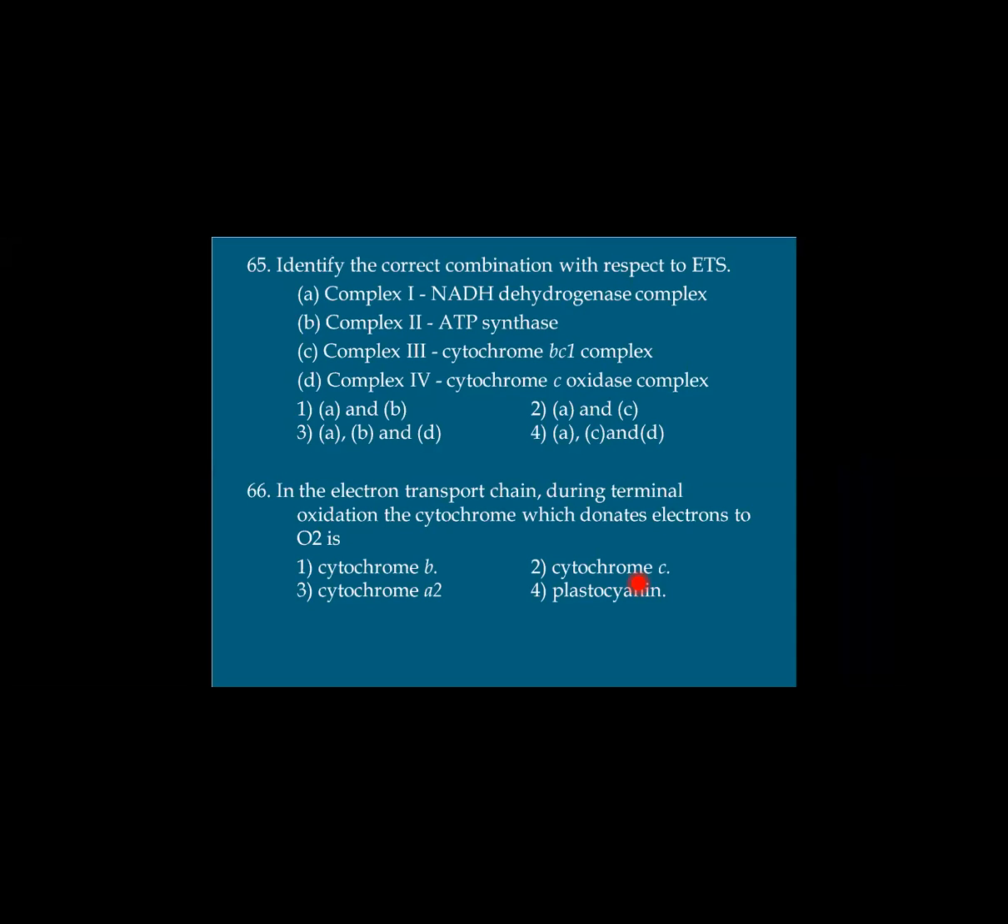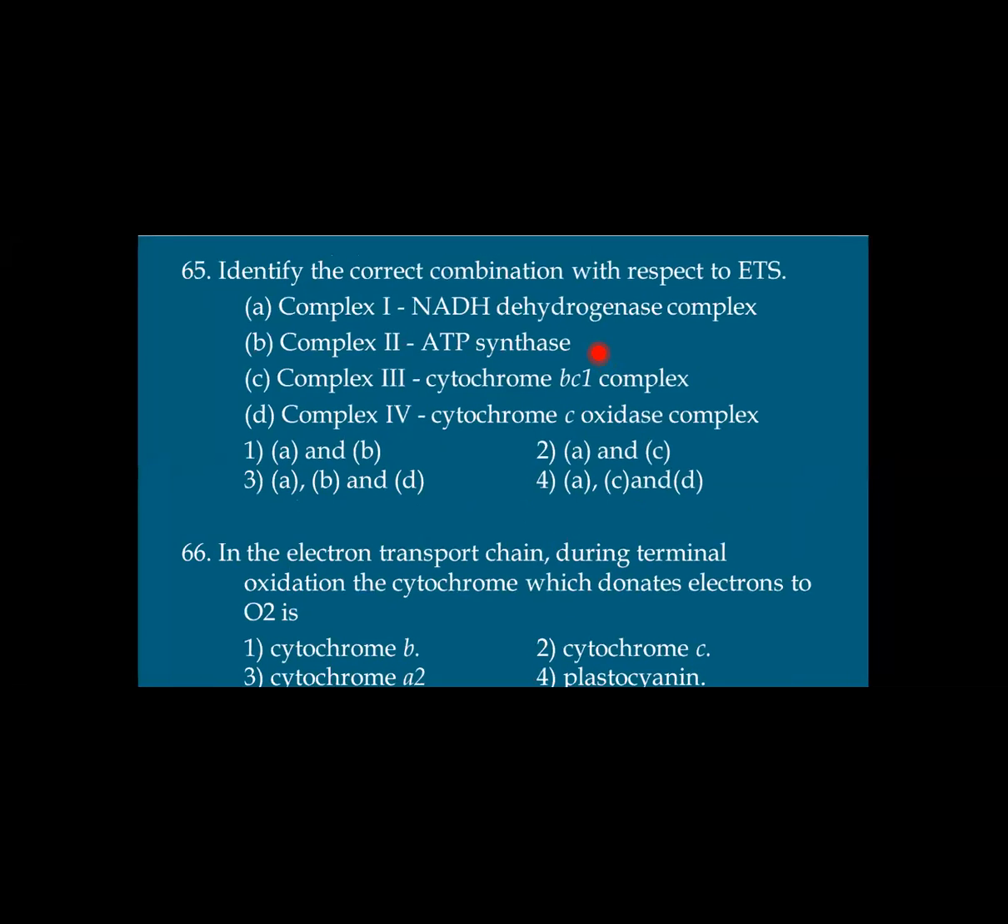Question number 65. Identify the correct combination with respect to ETS. Did you find out the correct names here, students? I have already said how many complexes are there in the ETS chain. I said there are 5 complexes. Their names are also very important. Complex 1 is NADH dehydrogenase complex. This is right. Complex 2 is ATP synthase. This is wrong. Complex 2 is not ATP synthase.